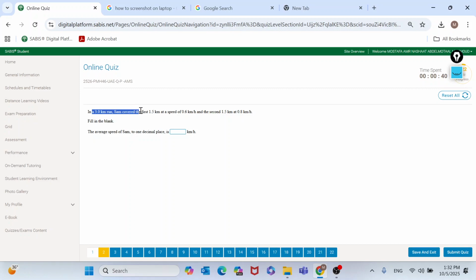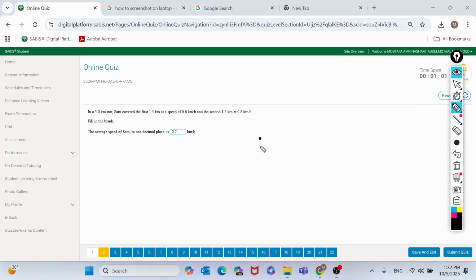In a 3 kilometer run, Sam covers the first 1.5 kilometers at a speed of 0.6 kilometers per hour, and then the second 1.5 kilometers at 0.8 kilometers per hour. Now this one, he covers half the distance at 0.6, the other half at 0.8. Logically, you can do it in your head, it's going to be 0.7. But let me explain.